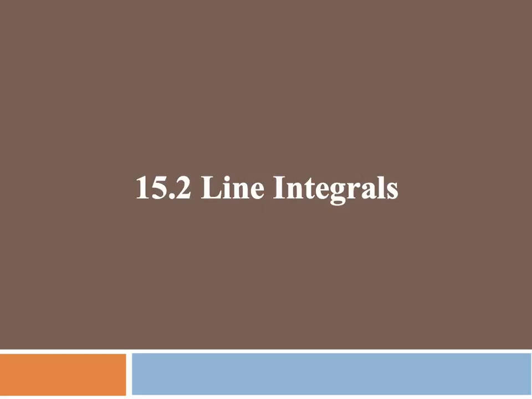Section 15.2 is line integrals. To prompt our discussion of what we're doing here, one of the things you did at one point, when you took Calc 2, and this is in section 15.6 of this particular book, you showed that for a thin rod with a variable mass density extending from a to b, the mass of the rod was given by the formula integral from a to b, and the mass density was rho of x dx.